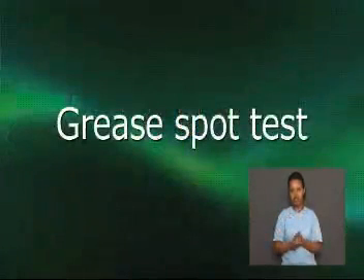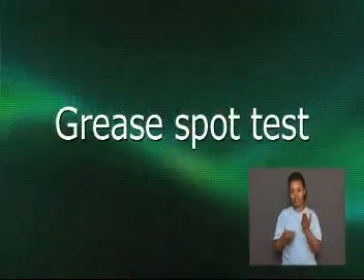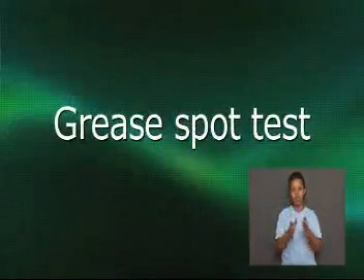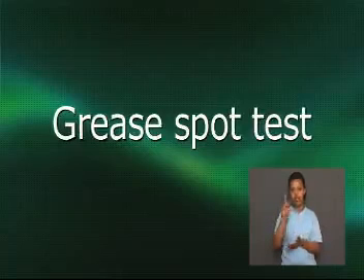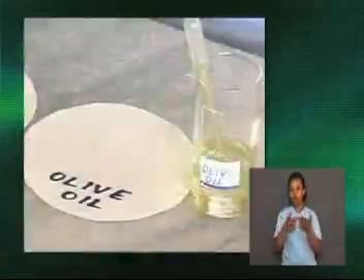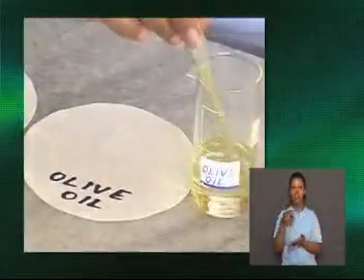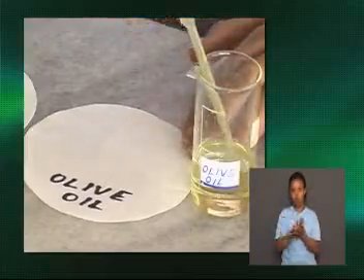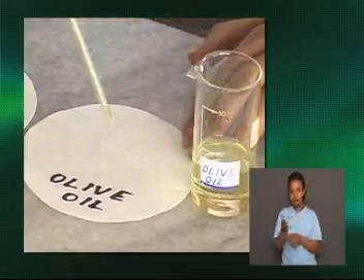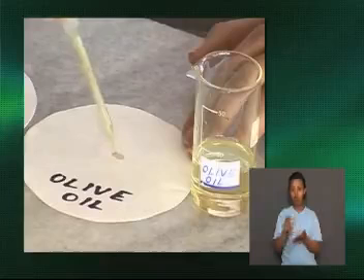We will learn about 2 tests that indicate the presence of lipids in a substance: the grease spot test and the emulsion test. The grease spot test is the simplest way to test the presence of lipids in a substance. Using a brown paper bag or a piece of paper, the substance that is being tested is put onto the paper with a cotton swab or an eyedropper.